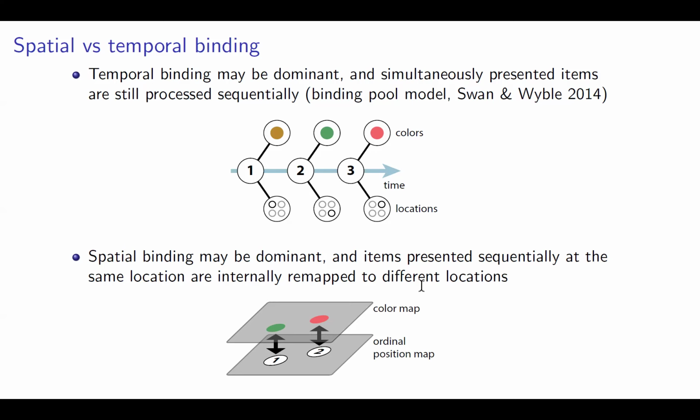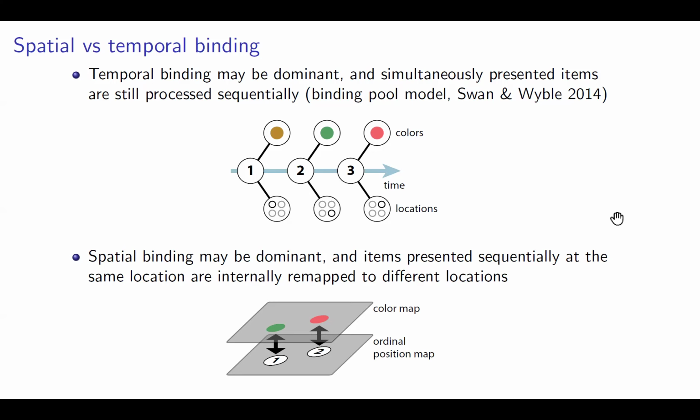And so then space would be the dominant mechanism, and it only looks like you're binding via time because you are remapping different order positions to different locations. That has also been proposed by, I think, Alejandro is the author, but not really implemented as a concrete model.